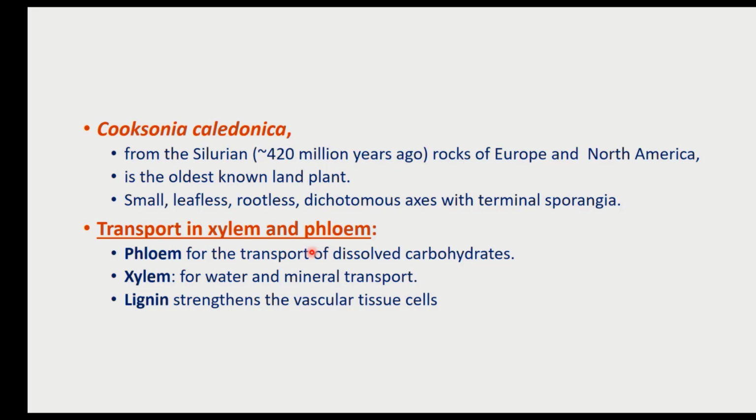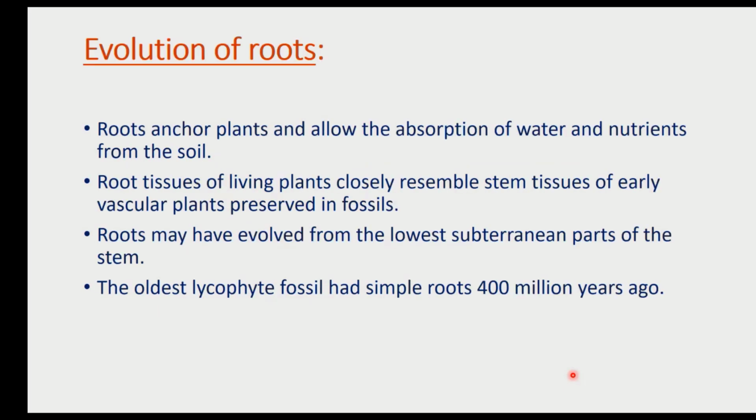Then transport in xylem and phloem, where phloem is for the transport of dissolved carbohydrates and xylem for water and mineral transport. Lignin also strengthens the vascular tissue cells. Then you need to look out for the evolution of roots. We haven't talked much about the adaptations of roots; we'll talk about that next week.